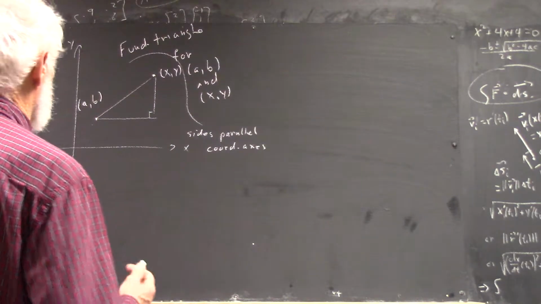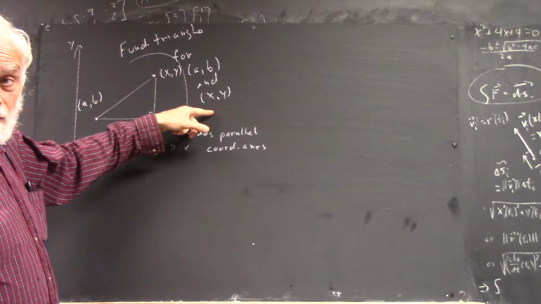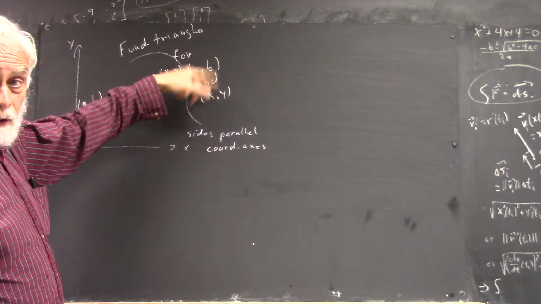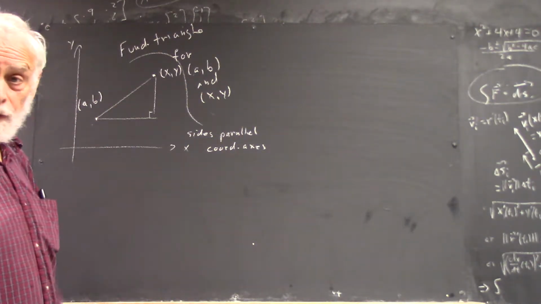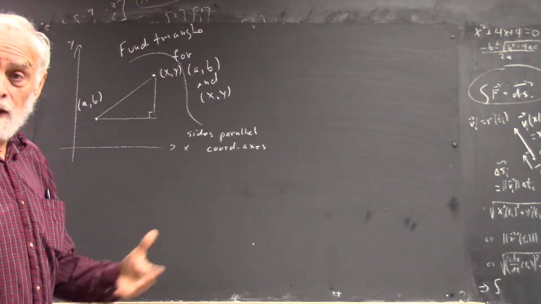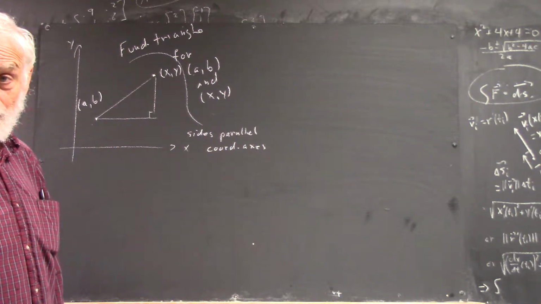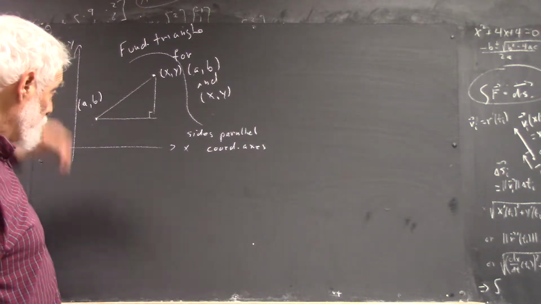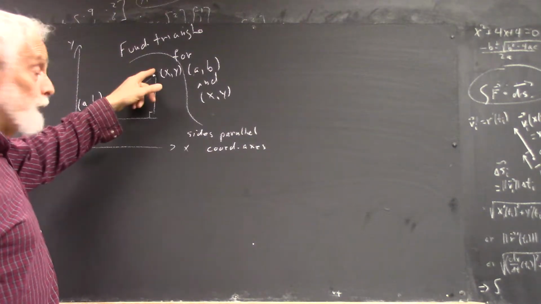Okay, here's a fundamental triangle for 2 points. Points are A, B, and X, Y. We don't know what A is, we don't know what B is, we don't know what X is, we don't know what Y is, so we just slop down 2 points. They don't have to be in the first quadrant. They could be anywhere. You don't even necessarily have to have your coordinate axes in the picture. But I put them in here so I could emphasize that for the fundamental triangle, you got the 2 points.